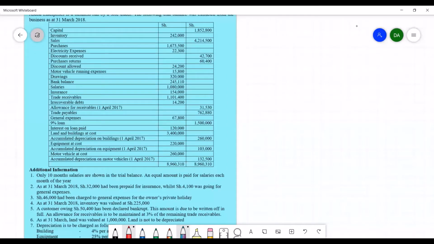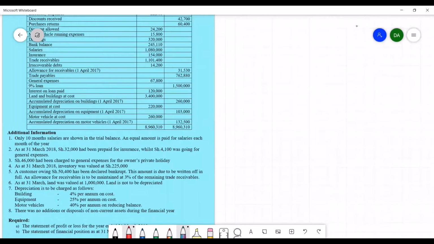In the additional information, in number 1, only 10 months salaries are shown in the trial balance. An equal amount is paid for salaries each month of the year. Number 2, as of 31st March 2018, 32,000 had been prepaid for insurance, while 41,000 was owing for general expenses. In number 3, 46,000 had been charged to general expenses for the owner's private holiday.